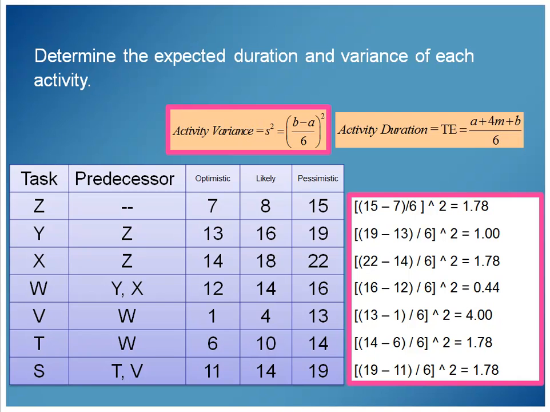We can calculate the variance using a separate formula, which is the pessimistic minus the optimistic. How big of a variance is there? How big of a difference is there between the pessimistic and the optimistic?